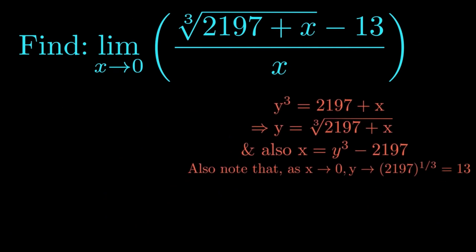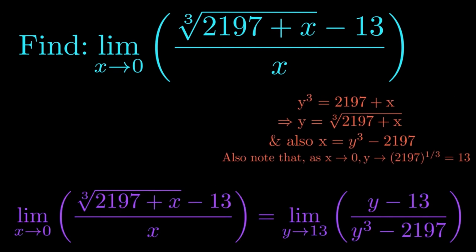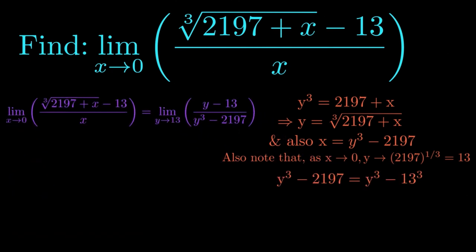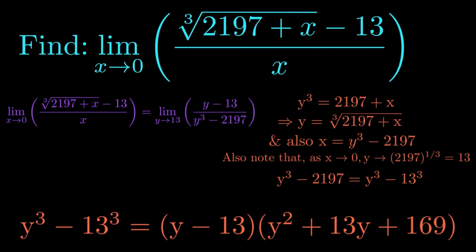This means we can rewrite our limit as y approaches 13 of y minus 13 divided by y cubed minus 2197. Now y cubed minus 2197 is equal to y cubed minus 13 cubed, which we can simplify using the difference of cubes formula. We have y cubed minus 13 cubed is equal to y minus 13 multiplied by y squared plus 13y plus 169.